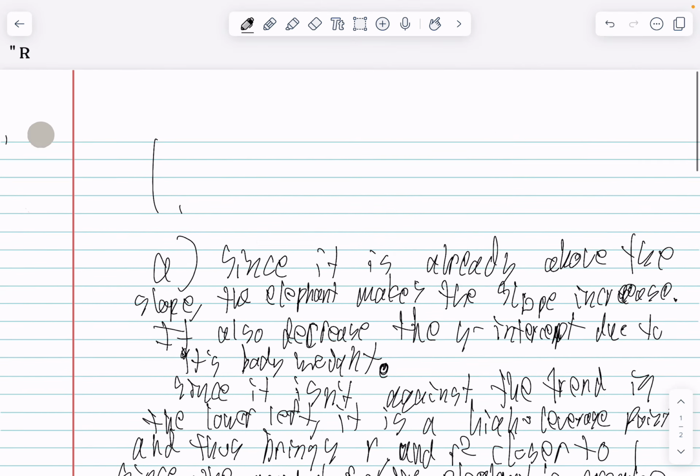No calculations there, so I couldn't really help you much. But it's just straight interpretation. You have to know that the slope and correlation are correlated, and then just because it's above the LSRL doesn't mean it's making them go more positive. So, yeah. But that is it for question 1.